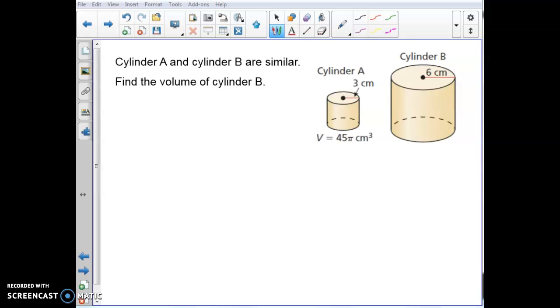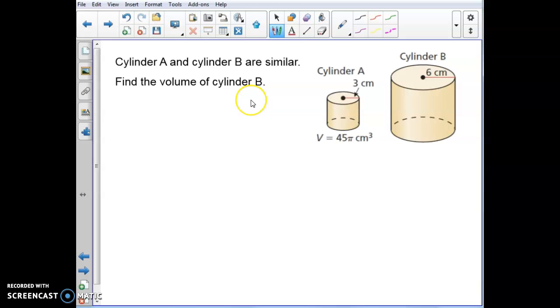So I have here two cylinders, and one cylinder, cylinder A, has radius 3 centimeters, so cylinder B has radius of 6 centimeters. So let's compare them. We could say cylinder B has a radius that's twice as long as that of cylinder A, or cylinder A has a radius that's half of that of cylinder B.